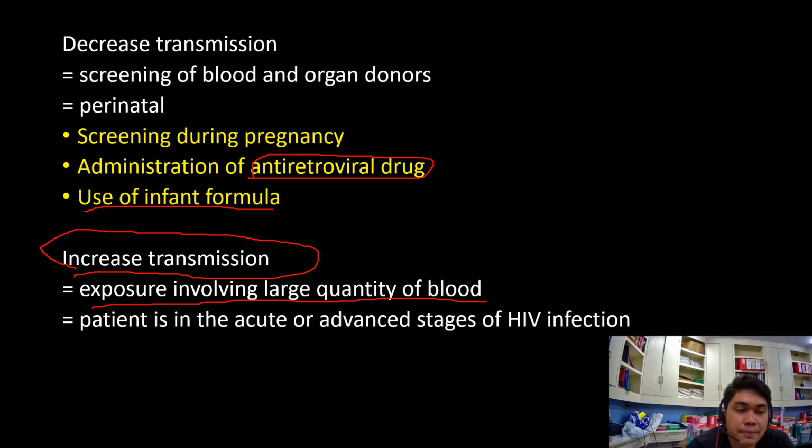The next is when the patient is in the acute or advanced stages of infection. During the acute and advanced stages of infection, there is an increase in the viral load. Increased viral load means an increased chance of transmitting HIV, because during this stage, the patient is very infectious.